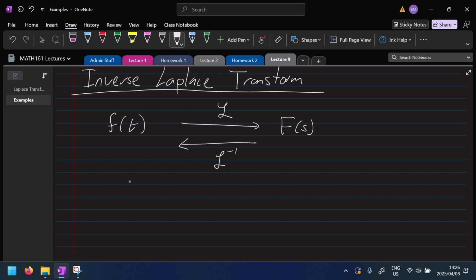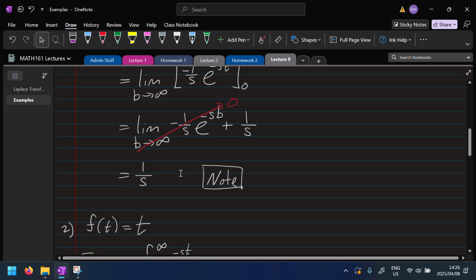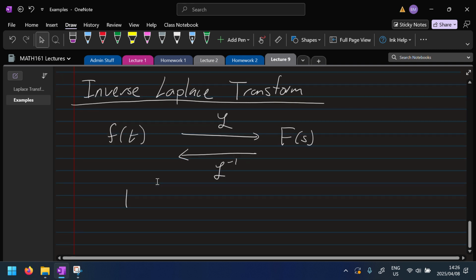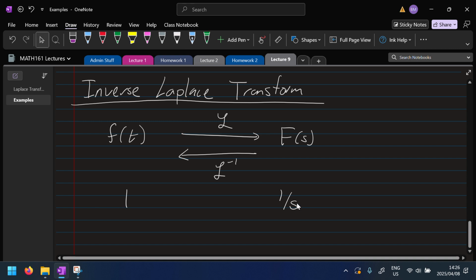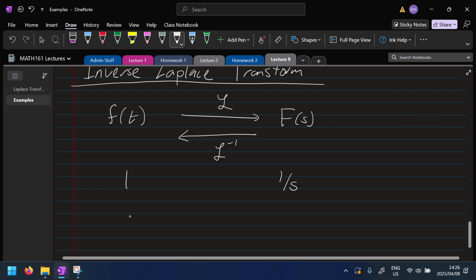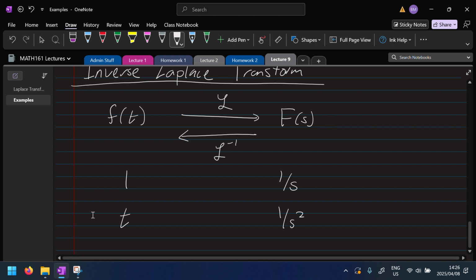So for example, if f of t is 1, we had a look at this earlier. That was 1 over s. So in the table, we can put here 1 over s. Going from left to right, that's the Laplace transform. Now, if I give you 1 over s, then the inverse Laplace transform, going right to left, is just going to be 1. And then the second one, t, we found was 1 over s squared. So again, going left to right, t gets transformed to 1 over s squared, and 1 over s squared gets inverse transformed back to t.